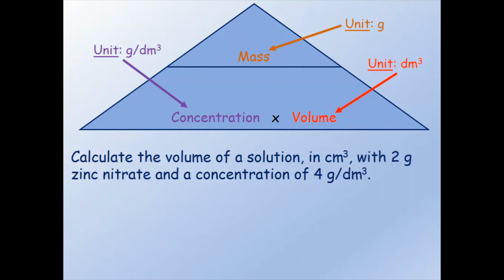Now let us look at another example. Calculate the volume of a solution in centimeter cube with 2 gram zinc nitrate and a concentration of 4 gram per decimeter cube. We can already see here that we will have to convert a unit later on, because we are supposed to give the answer in centimeter cube while we are given a concentration in gram per decimeter cube. But we are going to worry about that later on.